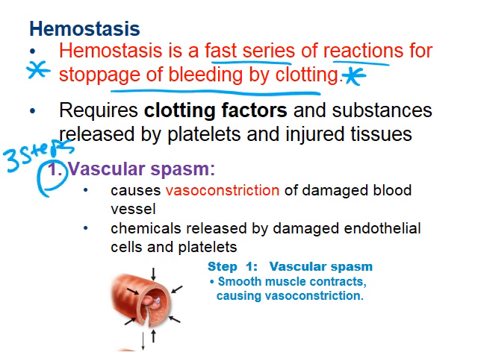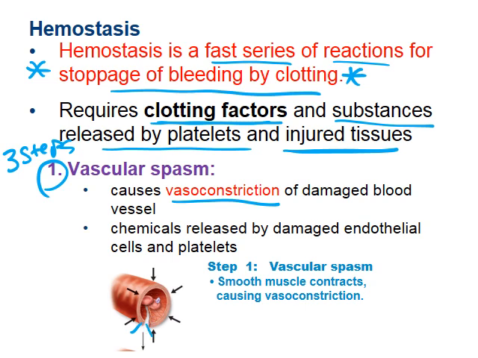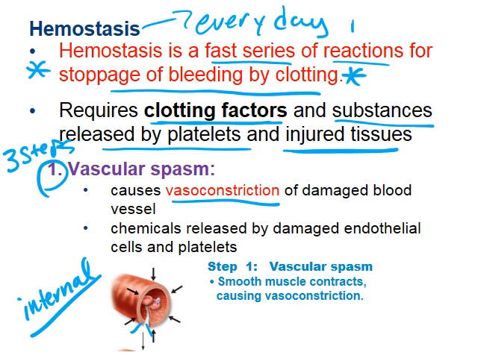So this is the first step. But just remember that these clotting factors have to be activated. Right? So clotting factors and substances released by the platelets and the injured tissues is going to stimulate this process. So the first one here is vascular spasm. Initially you can see there's damage, a tear in a blood vessel, and this could be internal. I know a lot of times when we talk about hemorrhaging or tears in blood vessels, we're usually thinking external, but remember this is probably happening every day in various locations in your body. So don't think only extreme injury. This is really an everyday process, just on the micro level, right?